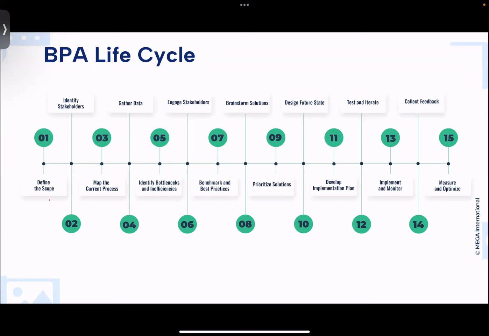So defining the scope, identify stakeholders, map the current process, gather the data, identify bottlenecks and inefficiencies, engage stakeholders, benchmark and best practices, brainstorm solutions, prioritize solutions, design future state, develop implementation plans, test and iterate, implement and monitor, collect feedback, measure and optimize. So these are some 15 steps under the BPA life cycle. This one was also taken from the internet.